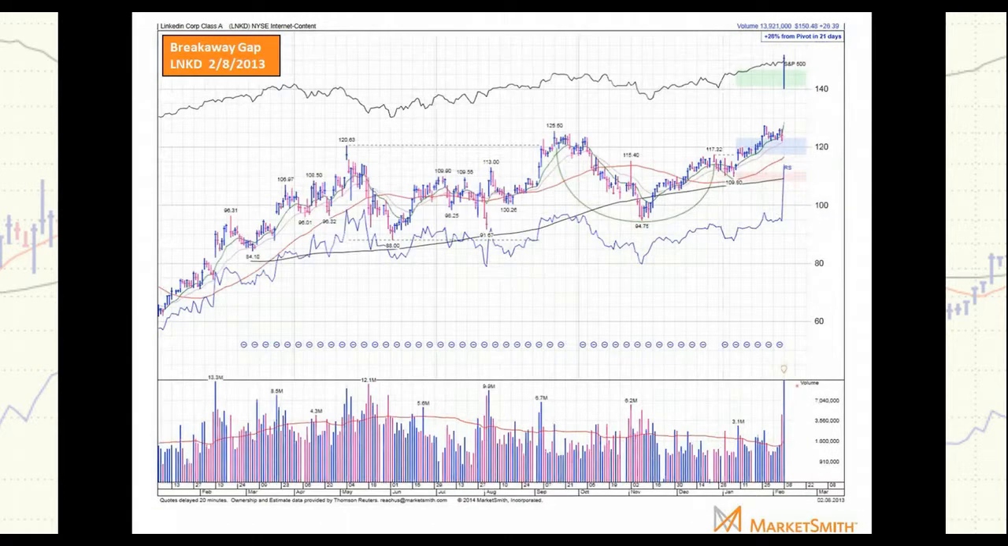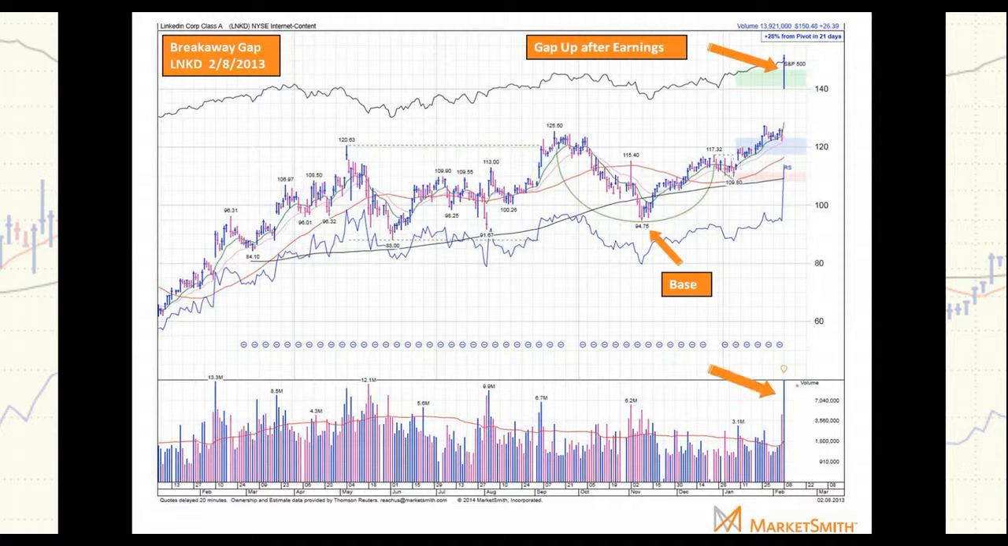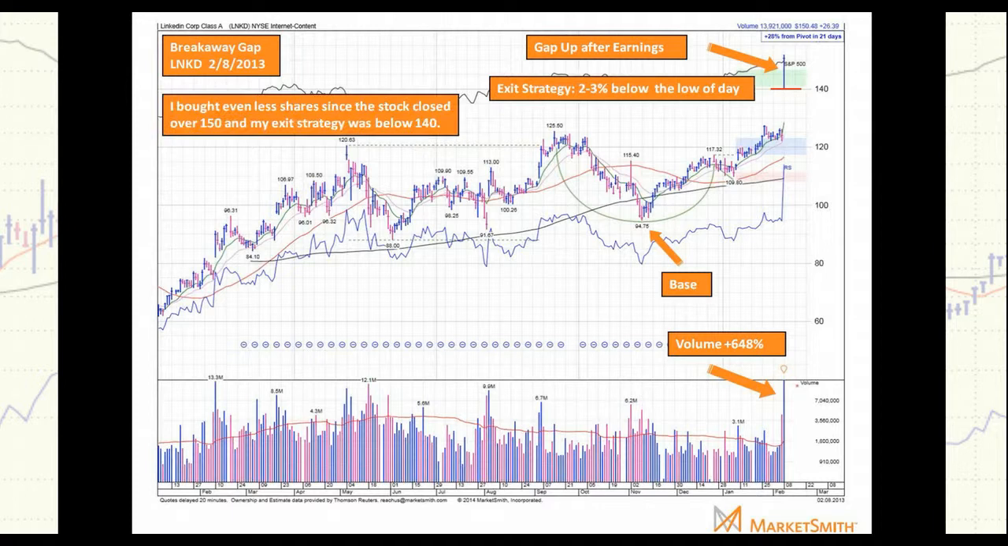Now, LinkedIn, this was a really big breakout right here. It broke out already. I already had some shares at this point. So you see the base, then the gap up, this was after earnings. Now here's the key for this one. The low was 140, and the stock was at 150.